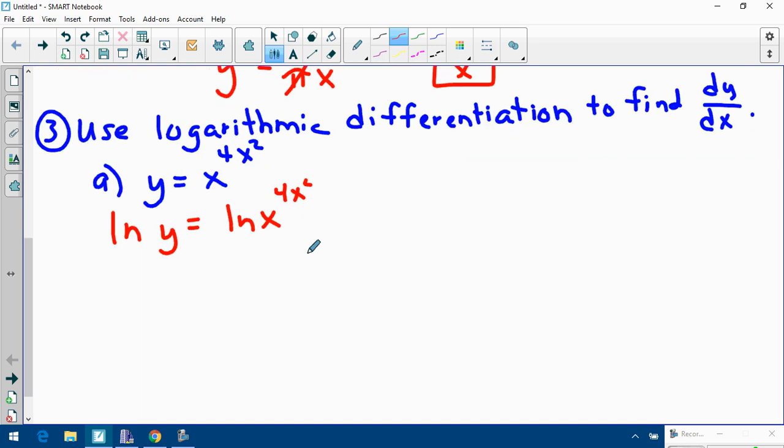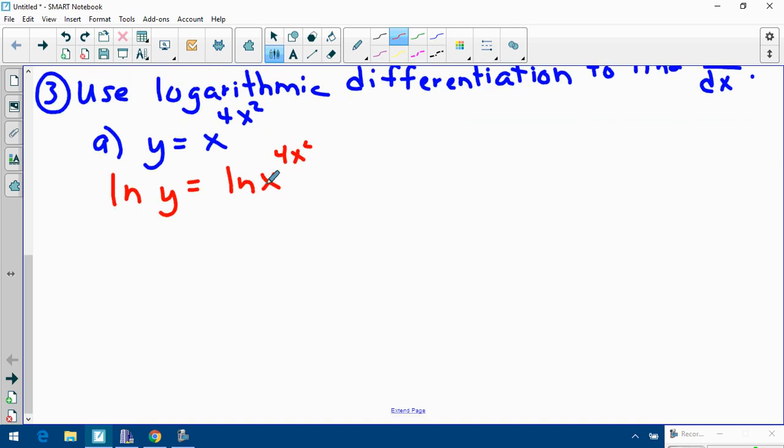Now, why did we do that? Because anytime I have a log with an exponent, I can bring that exponent out front. So this is ln of y equals 4x squared times ln of x. Now our goal is to find dy dx, so I can take the derivative now, implicitly. Derivative of ln of y is 1 over y dy dx.